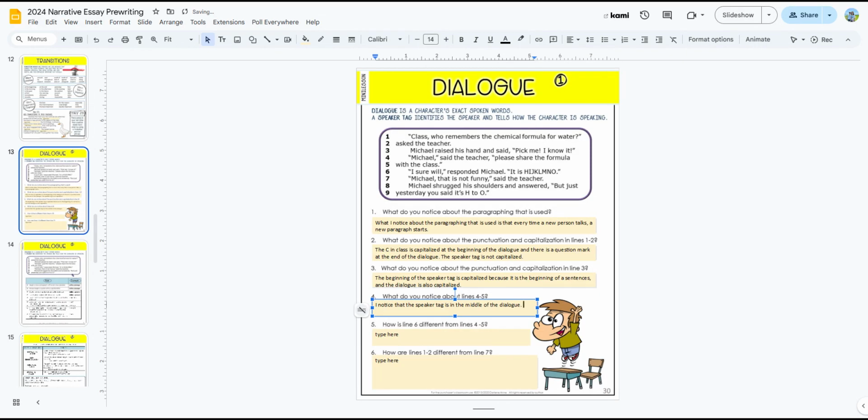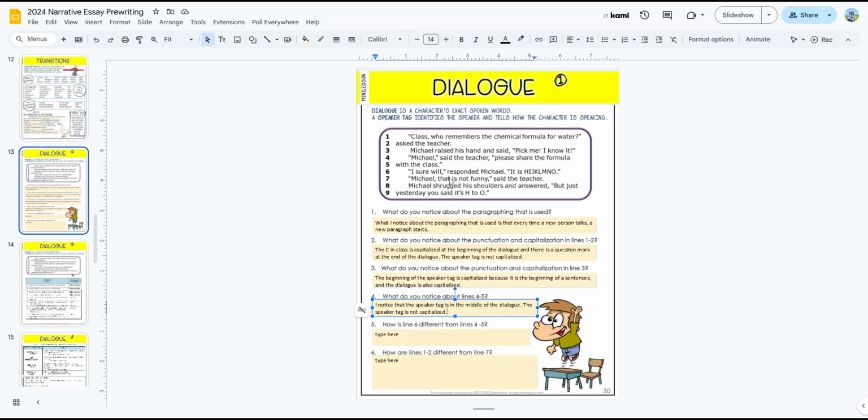You could also say the speaker tag is not capitalized. Alright, how is line 6 different from lines 4 and 5?